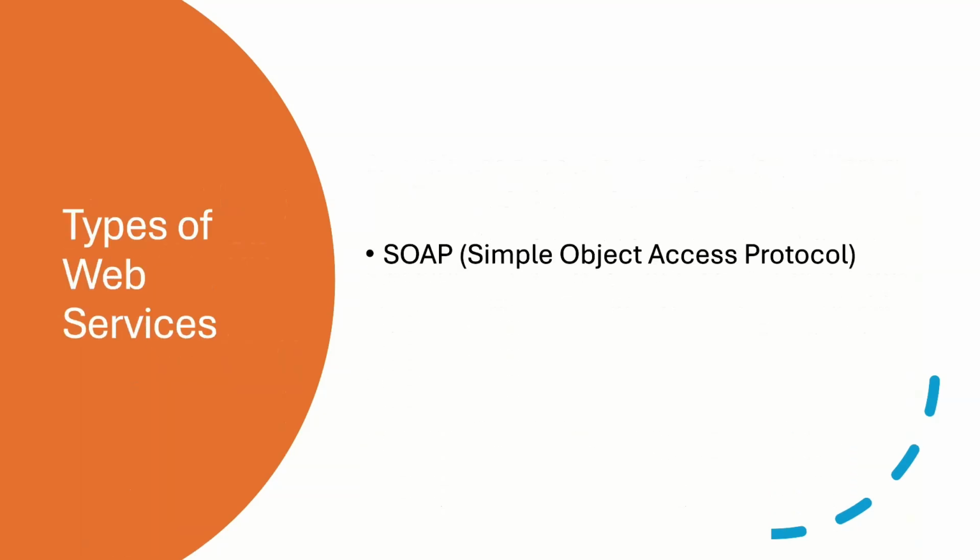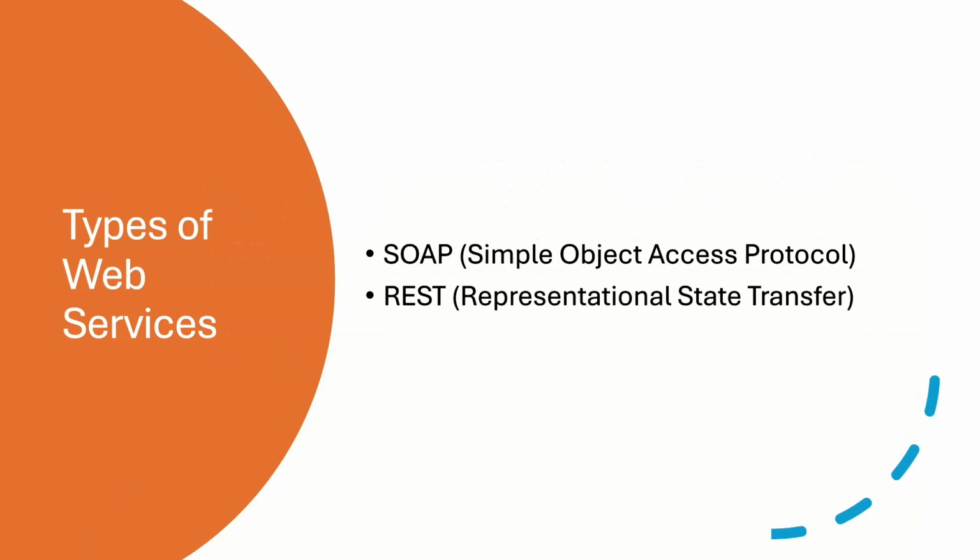There are two main types of web services, SOAP and REST. SOAP stands for Simple Object Access Protocol. It uses XML to send messages between systems. It's highly standardized, ensuring consistent communication across different platforms. SOAP can be a bit more complex and slower because of its reliance on XML and additional standards. It's often used in enterprise-level services that need robust security and transactional capabilities.